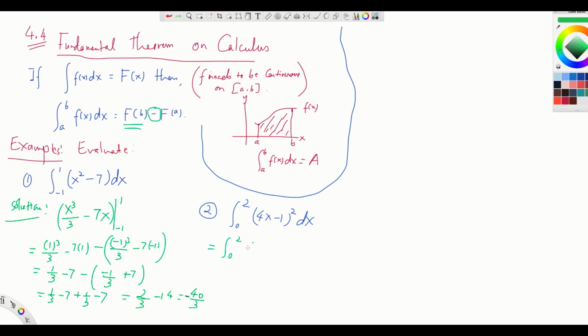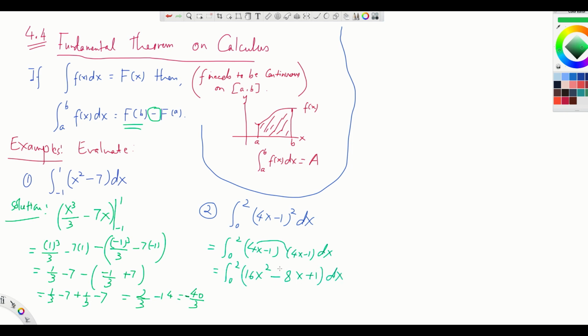So how does that look? 4x minus 1 times 4x minus 1 dx. So let us simplify that. From 0 to 2, if you fold this, 4x times 4x and 4x times negative 1, that way you will get 16x squared, and then minus 8x, and then plus 1. This is what you get, and there is dx.